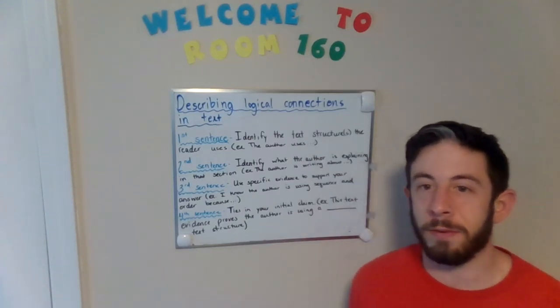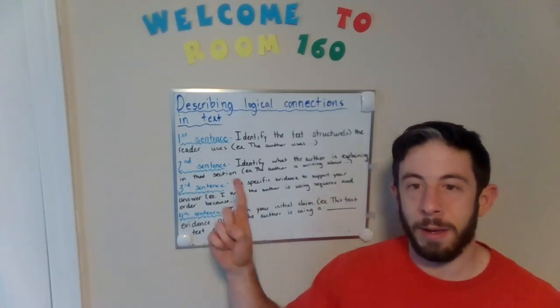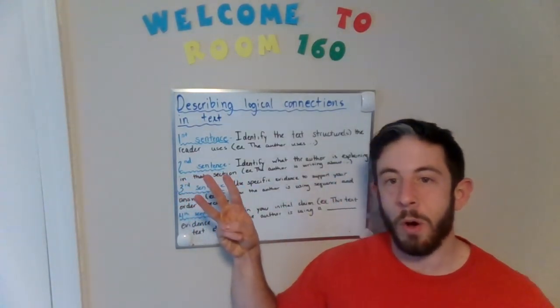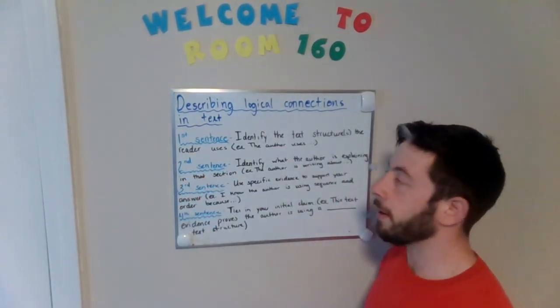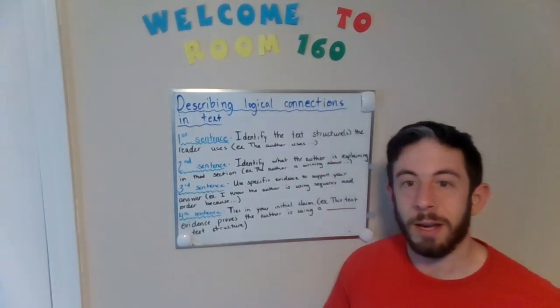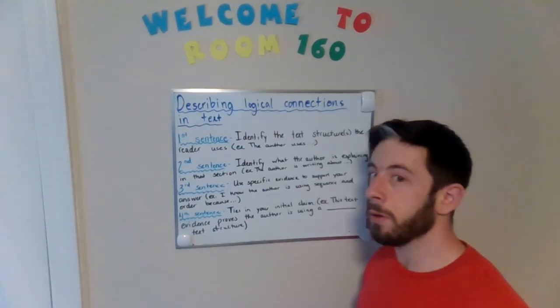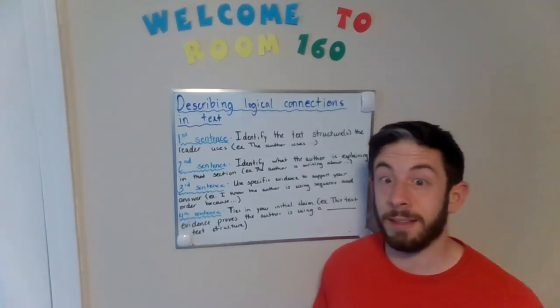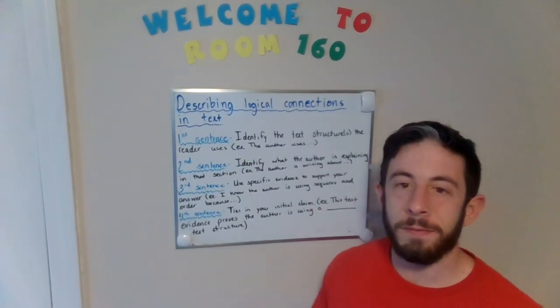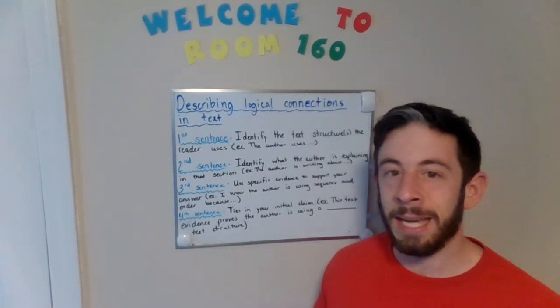Remember the three different text structures that we have. We have compare and contrast, sequence and order, and cause and effect. So, for example, the author uses cause and effect text structure in this text. It may be more than one. The author may use cause and effect and sequence and order. In the second sentence, you're going to identify what the author is explaining in that section.